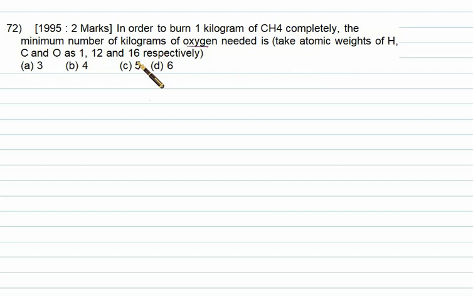In order to burn 1 kilogram of methane completely, what is the minimum number of kilograms of oxygen required, given the atomic weights? Since we are interested here only in oxygen calculation, I will prefer my first method to solve this. CH4 plus O2 will produce CO2 plus H2O. So write down the reaction first. Now take the balance. This is H4, so this must be equal to twice H2O. And here one O2 and here one O2, so this one is twice O2. So the reaction is balanced. Carbon is 1, hydrogen is 2 times 2, oxygen is 4: 2 plus 2 is 4.